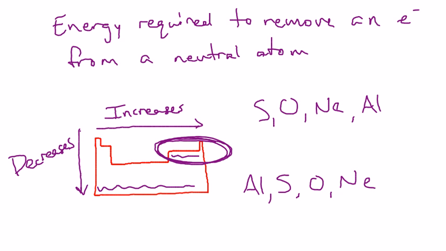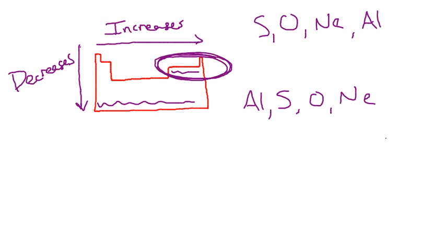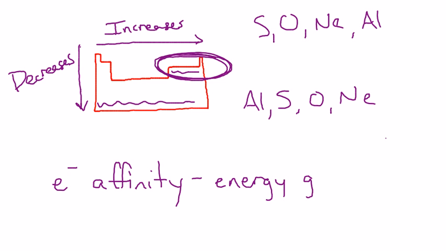So that should be number 2 for you. Number 5 now, what is the difference between electron affinity and ionization energy? If you look back in your notes, electron affinity is defined as the energy given off when a neutral atom in the gas phase gains an extra electron. So electron affinity is energy given off when an electron is gained.